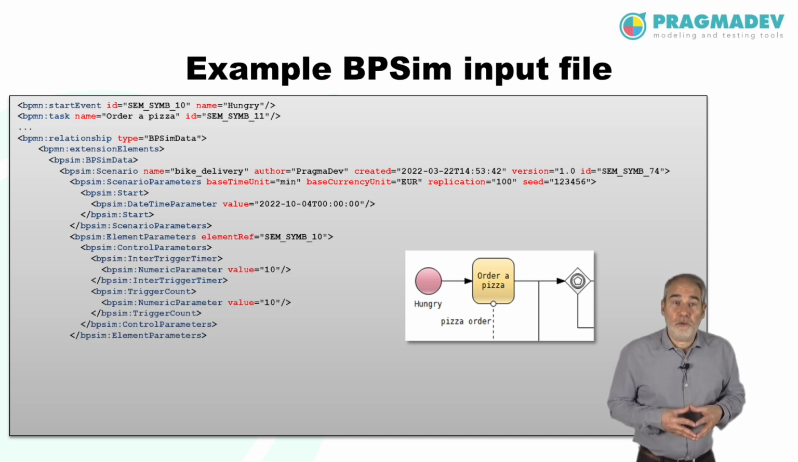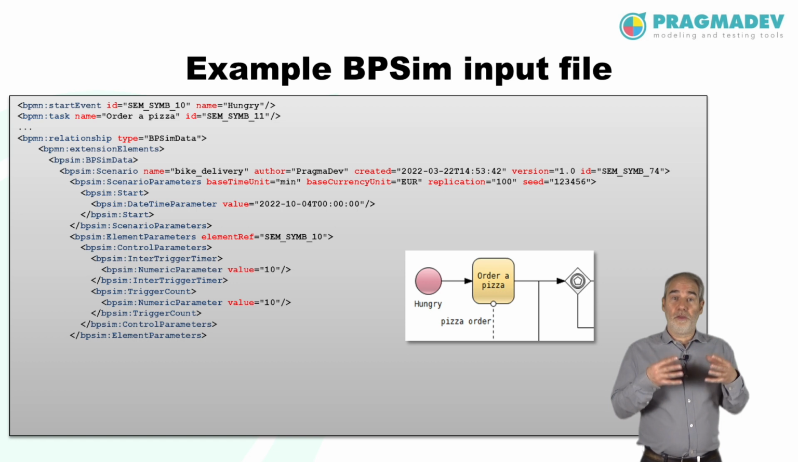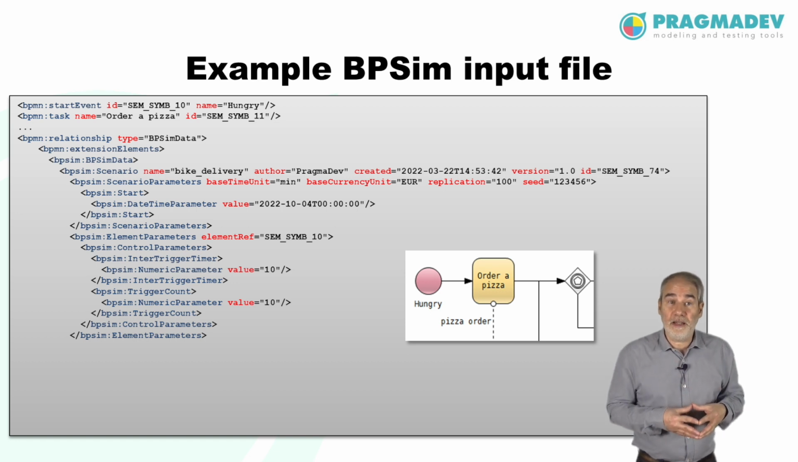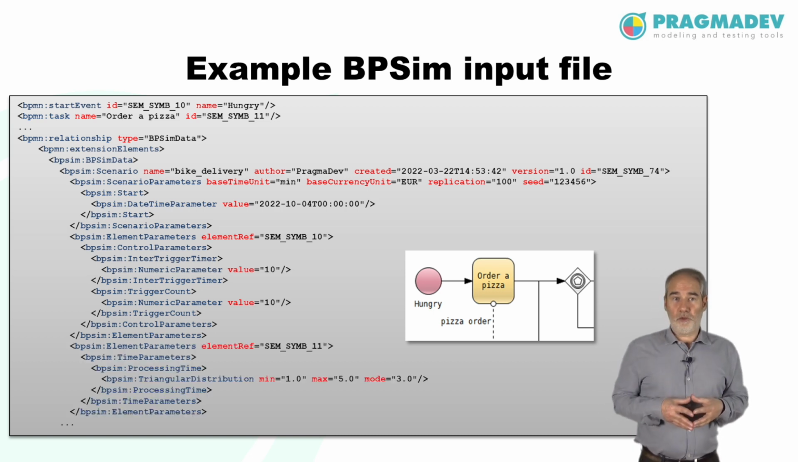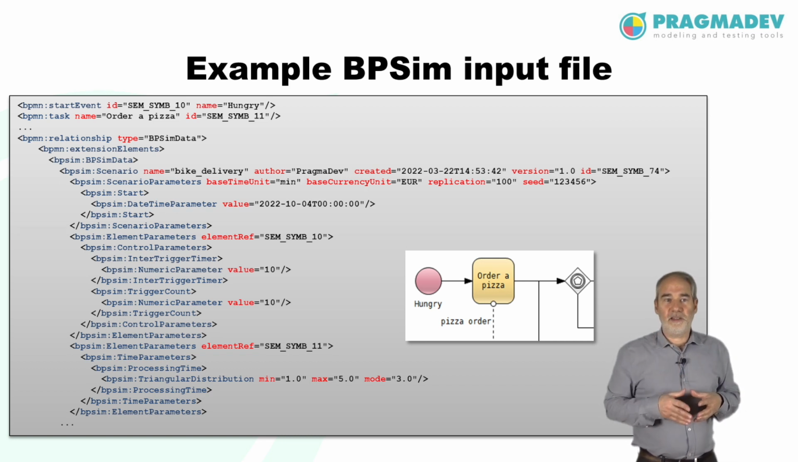Then, for the first element of our process, which is the start symbol with ID SIM10, the intertrigger timer and count are defined. For the following elements, such as the order pizza task, the BPSim parameters are defined. In that example, the processing time is based on a triangular distribution with a minimum of 1, a maximum of 5, and a peak of 3 units of time.